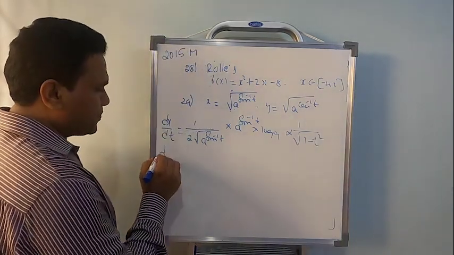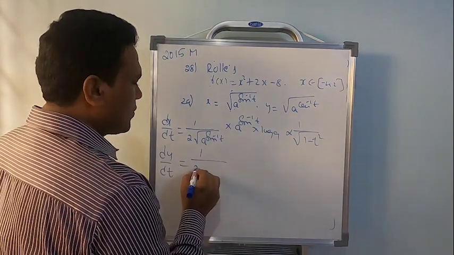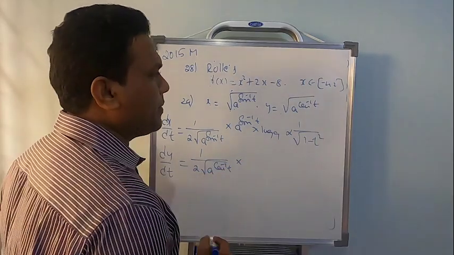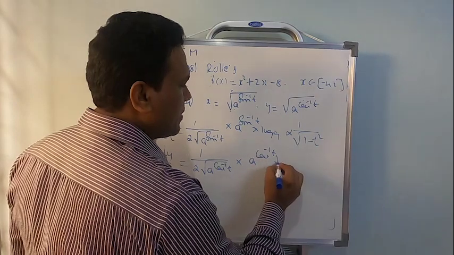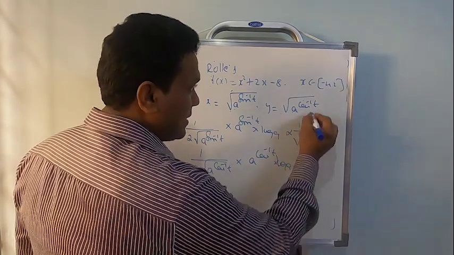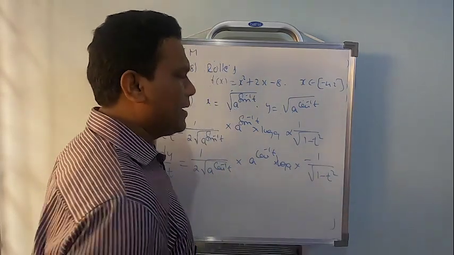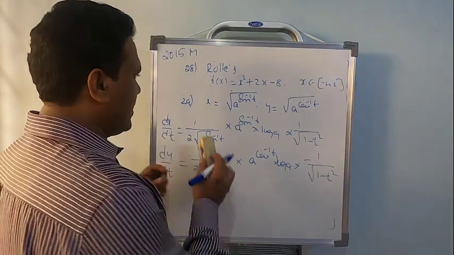Right? And now dy by dt, that is for this, first for square root, so 1 by 2 root of a power cos inverse t multiplied by differentiation of a power x. So a power cos inverse t multiplied by log a, and that is multiplied by differentiation of cos inverse, minus 1 by root of 1 minus t square. Now we have to find dy by dx. What's the formula for dy by dx?